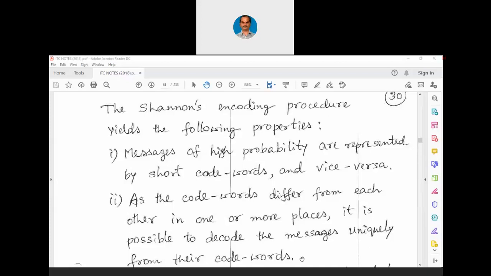So if the receiver knows the code for each message, for example, or for each sequence, then the receiver can easily decode the same message and convert it back into English language.